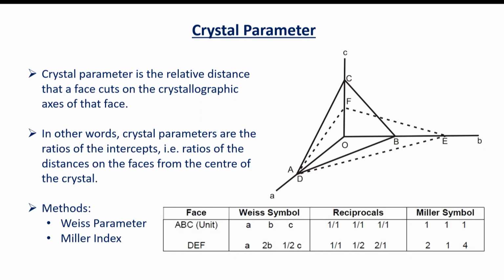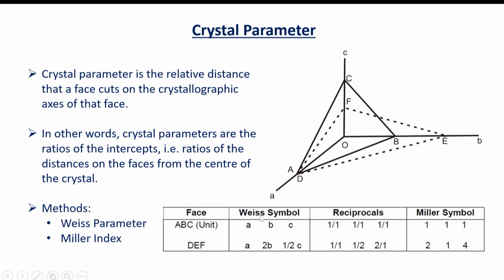So it is not necessarily essential that your A axis, B axis and C axis will always have the same unit distance. The unit distance of a particular axis in a crystal might also vary. So the 2 methods, like I was mentioning, are Weiss parameter and Miller index or Miller indices.